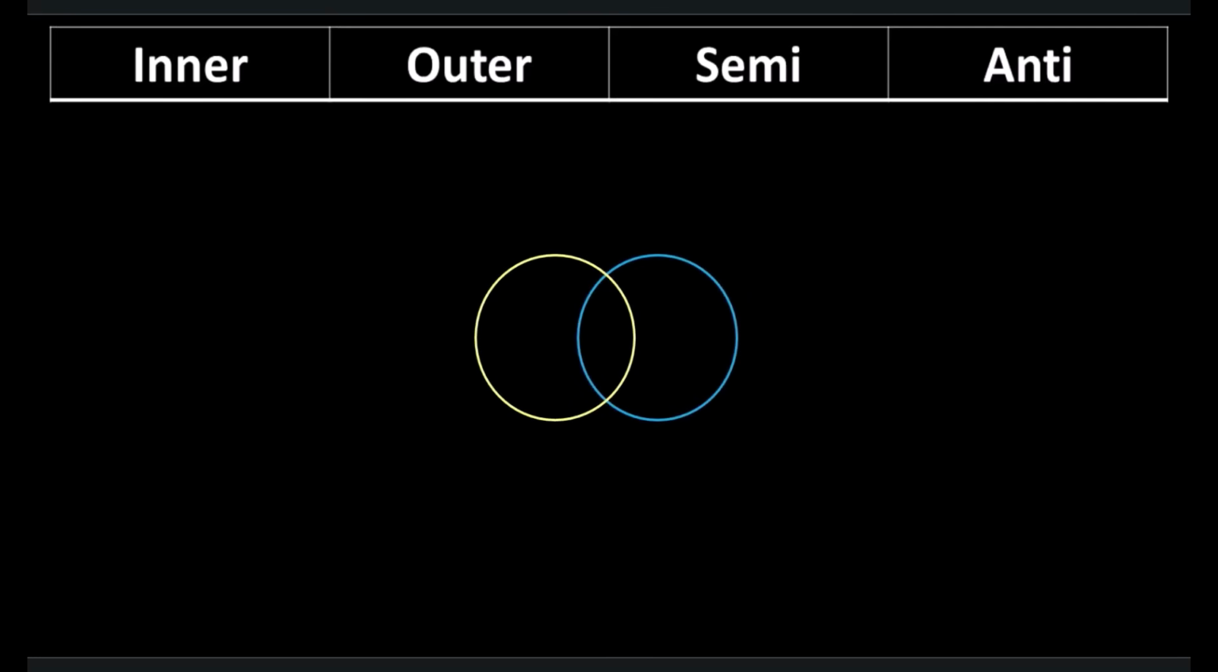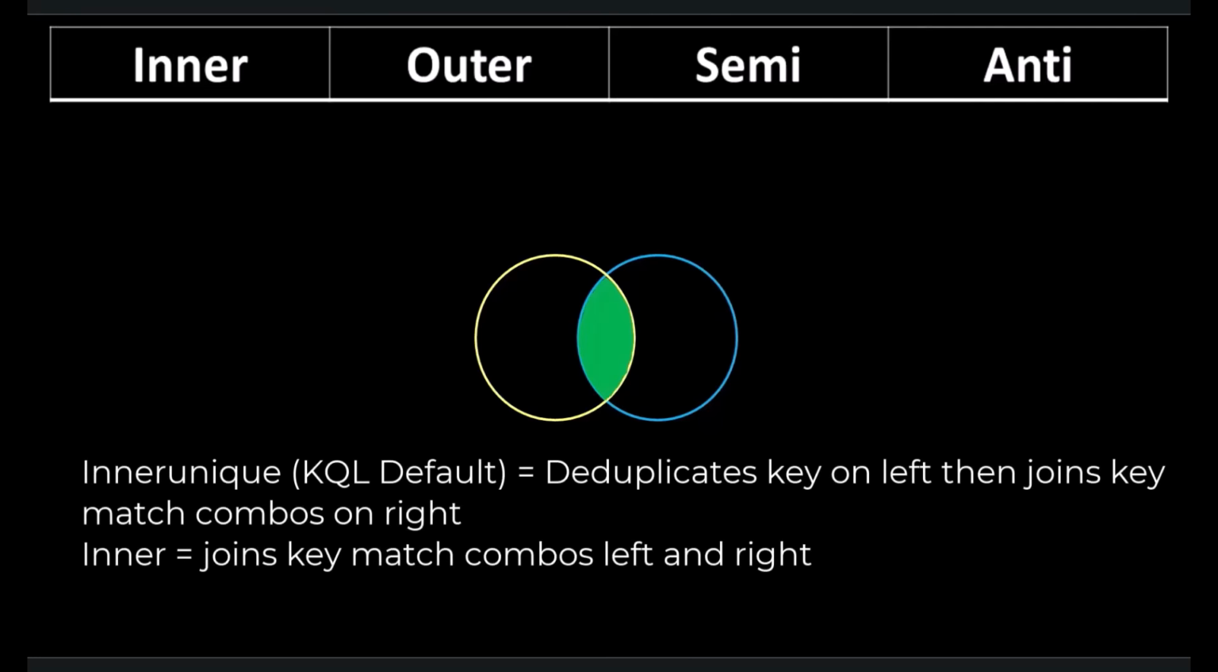Each primary category has subcategories. The inner unique type is the default in KQL. It first deduplicates records on the left table and then displays key matches from the right table. If we don't define a key type in our query, like in the previous example, KQL will default to the inner unique join type. The inner join shows all records from both the left and right tables with a key match, and it does not deduplicate any tables. The inner join type is the default type in the SQL language.